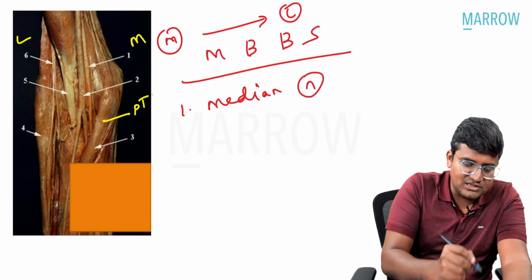Now, from the medial cuneiform to the second metatarsal bone, we have a ligament. What is the name of the ligament? Lisfranc ligament. So, the Lisfranc ligament is extending from the medial cuneiform to the second metatarsal bone. So, we got the answer. The ligament connecting the medial cuneiform to the second metatarsal bone is our Lisfranc ligament.